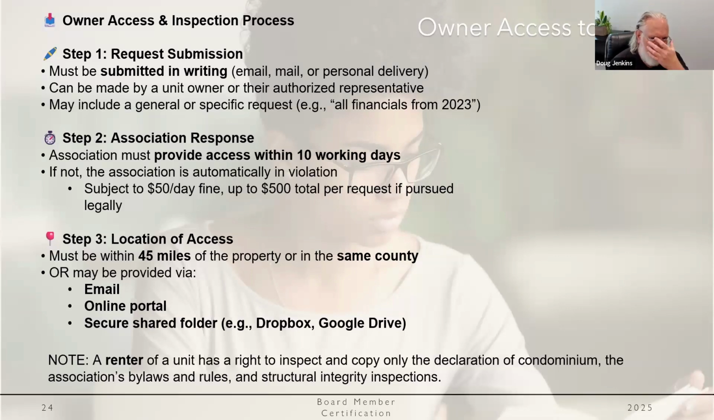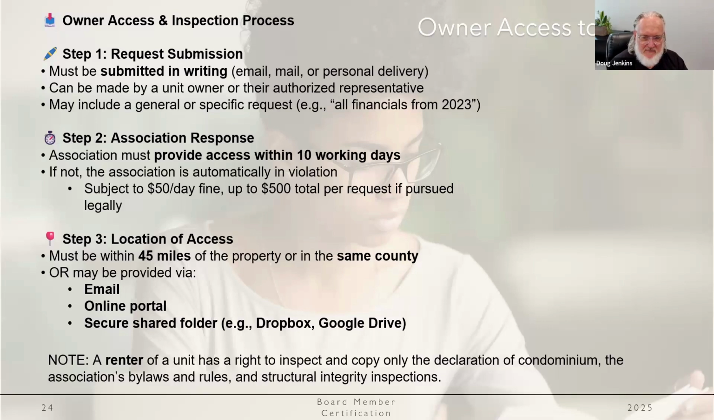they want to see. The association has to respond within 10 working days with the records. If not, the association is automatically in violation of the statute and subject to a $50 a day fine up to $500, and that is only if the person who requested the documents pursues a legal remedy for the fact they did not get those documents. It's not assessed by the DBPR.